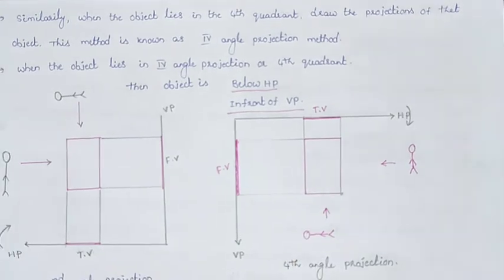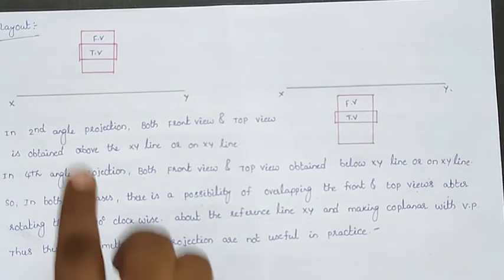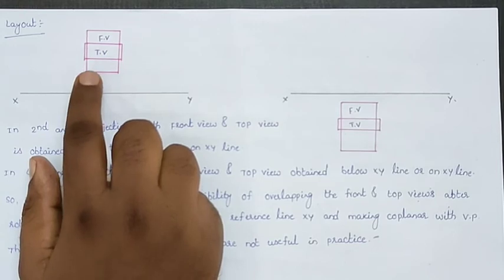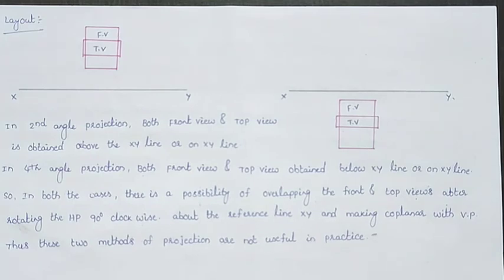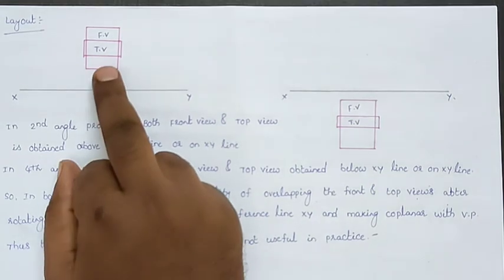So now I am drawing the layout of the second angle and fourth angle projection. Whenever both the front view and the top view are obtained on one line, in the second angle projection, as I already said, both the front view and top view will be obtained above the reference line. But in the fourth angle projection method, both the front view and top view will be obtained below the reference line. So we get the front view and the top view dimensions, which I am drawing here.